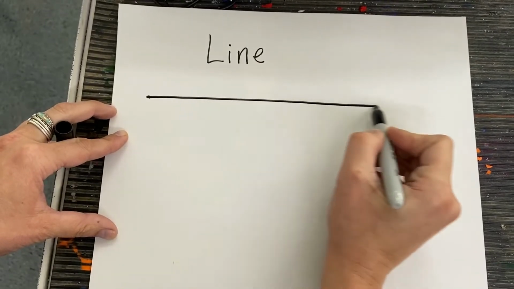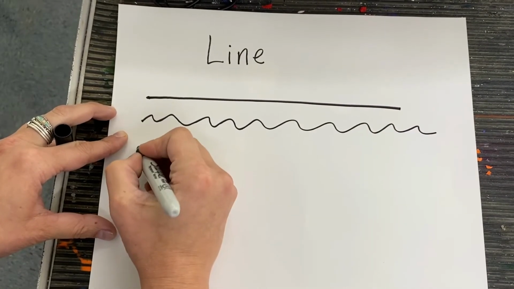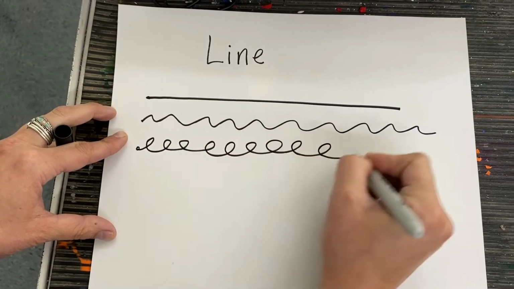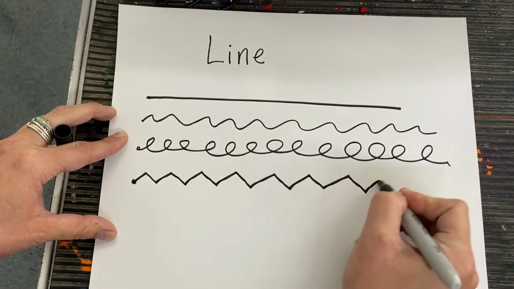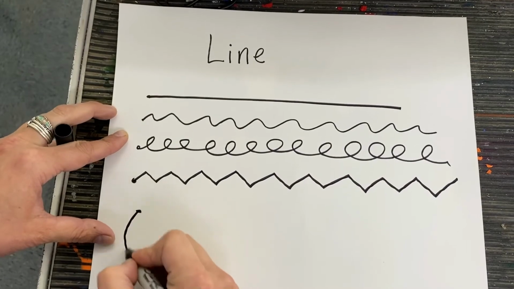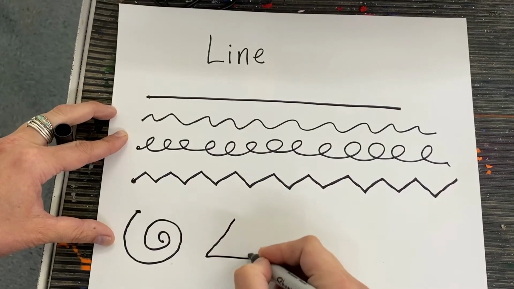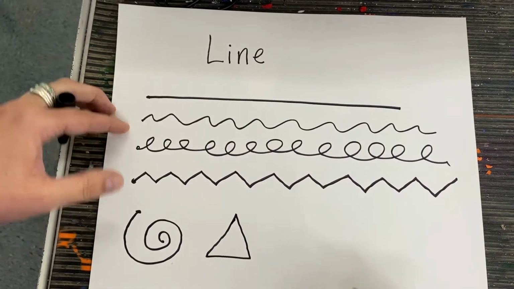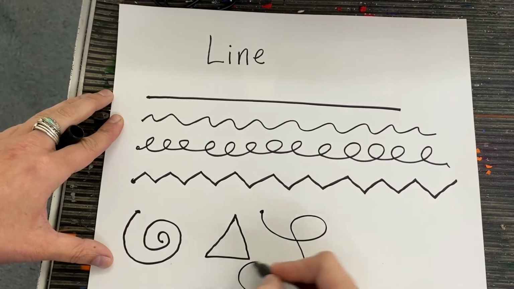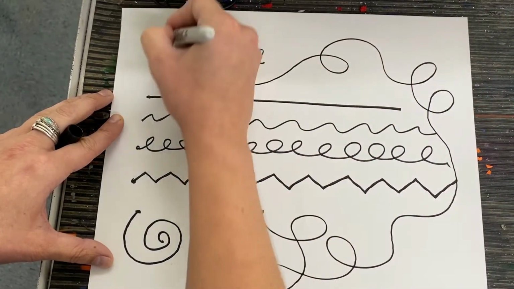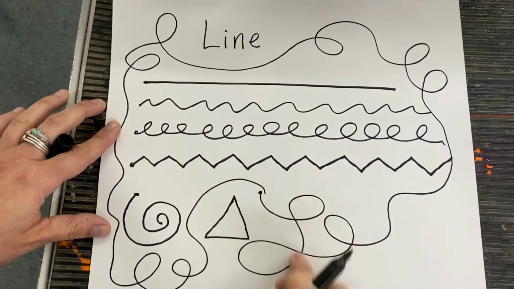So we have straight lines, wavy lines, looping lines, zigzag lines, spiral lines. We have lines that come together to make shapes, returning to the same point. Let's see what else. I mean, you can even have a line that just kind of goes all over the place. It's just a point in space that continues to go around and stretch out. A line is a dot that goes for a walk.